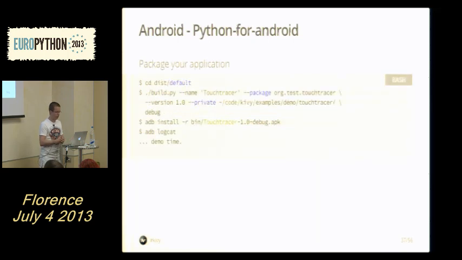Then you package your application. Because I only have 10 minutes, I will not package that application live, but it's very easy. It's not really easy. You need to call build.py. You give a name to your application. You need a package name. It's like an ID. This is the ID the phone looks at when you want to install or uninstall an application. This is also the ID that will be used in the Play Store or the App Store. You put a version, and you put where your code is.